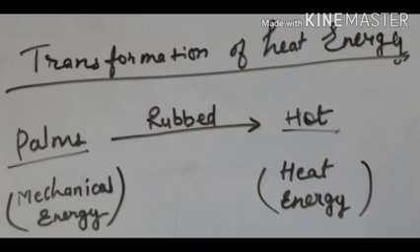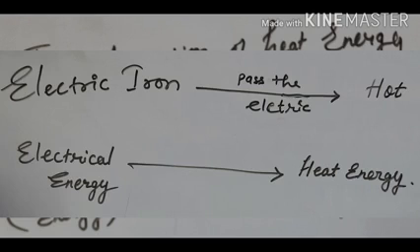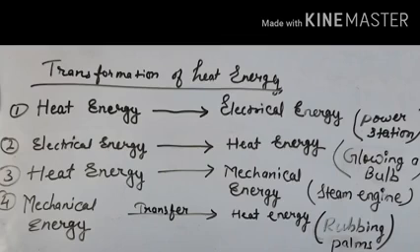energy. Similarly, other forms of energy can also be transformed into heat energy, like when we rub our palms together. The muscular or mechanical energy is converted into heat energy. Another example, in an electric iron, heater or geyser, electrical energy is converted into heat energy. It means that energy can be converted from one form to another form.